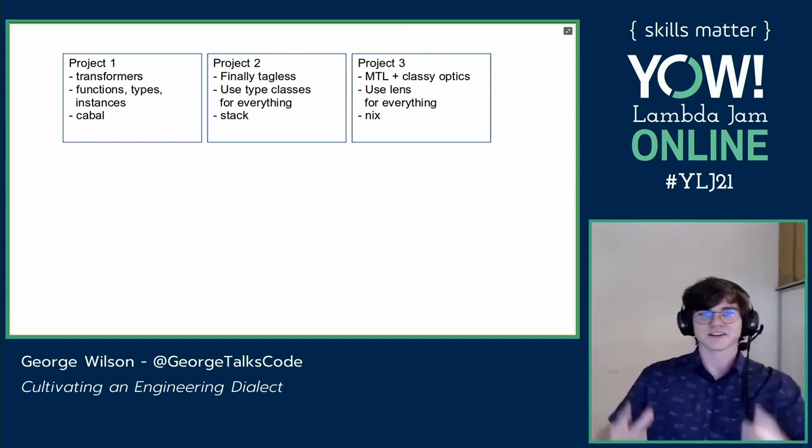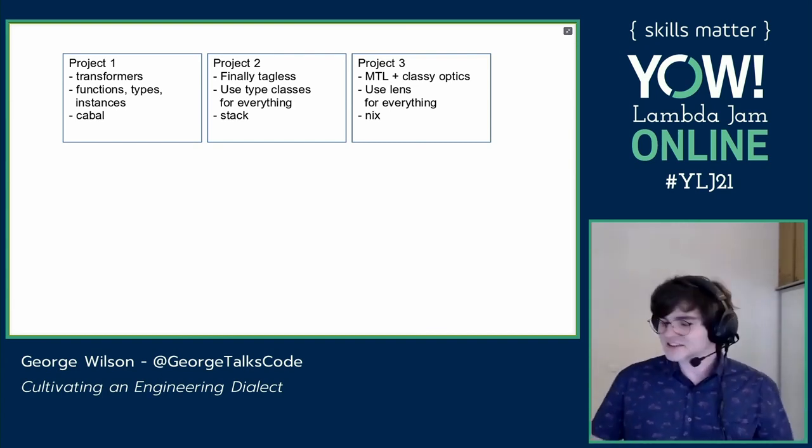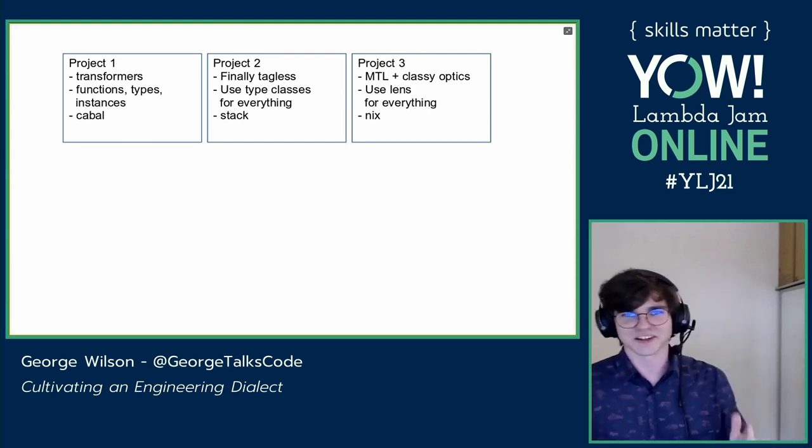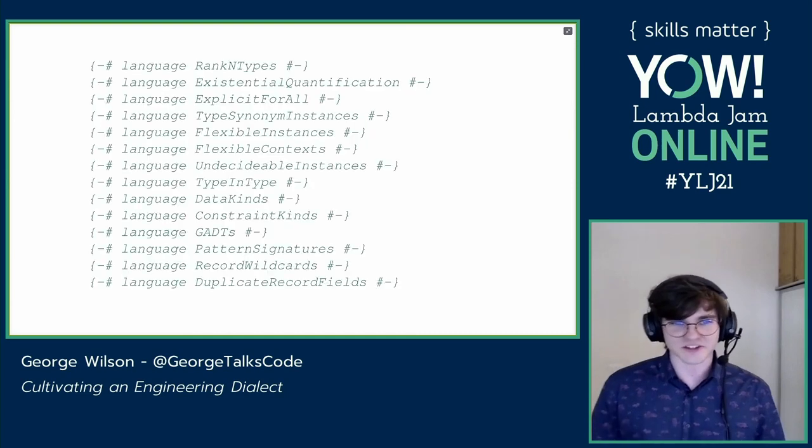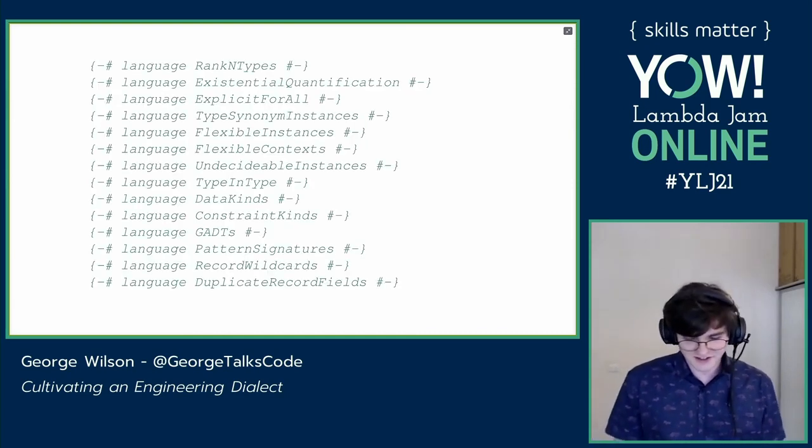Lens is amazing. Lens is the answer, right? Stack wasn't cutting it. We have to use Nix, right? We're going to use Nix for our build. We're going to use all this stuff, you know. And by this point, your language extension list is looking a bit like this.